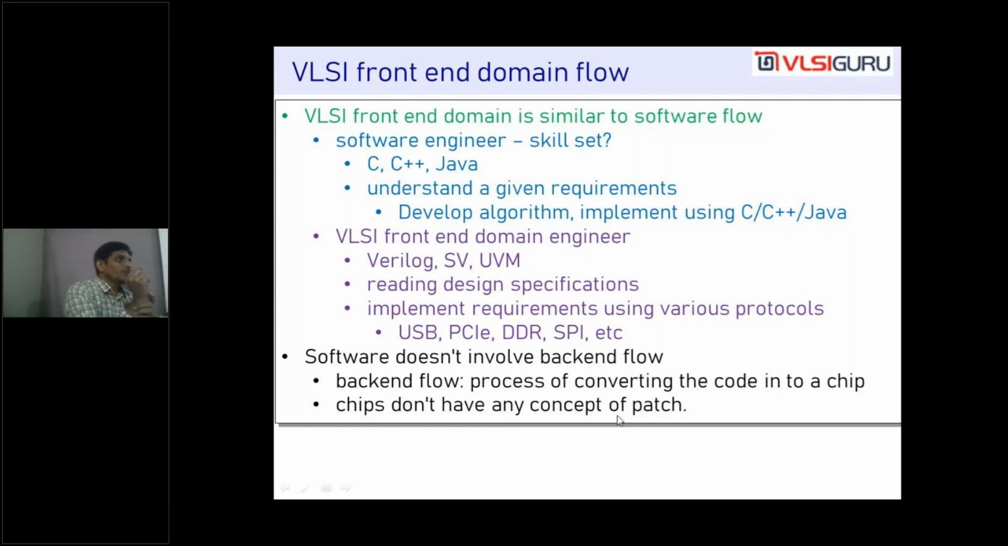In chip, is it possible? Once the chip is manufactured, can we redo the chip and make it work? No, it is not possible. So the chips don't have a concept of patch. So how does a chip have to work? One time, it has to work. There is no scope for mistake. In software, there is a scope for mistake. Even if you make a mistake, you can still recover, because there is always a patch.